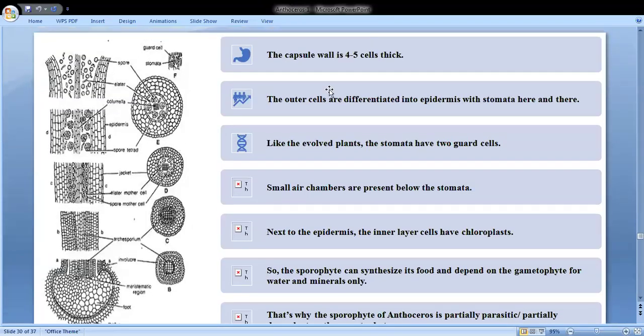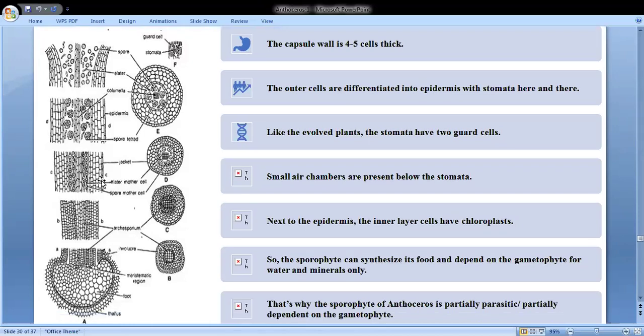See here, the capsule wall is 4 to 5 cells thick. The outer cells are differentiated into epidermis with stomata here and there. Sometimes stomata are also present in the outer layer. Like in the evolved plants, the stomata have 2 guard cells. Smaller air chambers are present below the stomata. Next to the epidermis, the inner layer cells have chloroplasts. So the sporophyte can synthesize its food and depends on the gametophyte for water and minerals only.